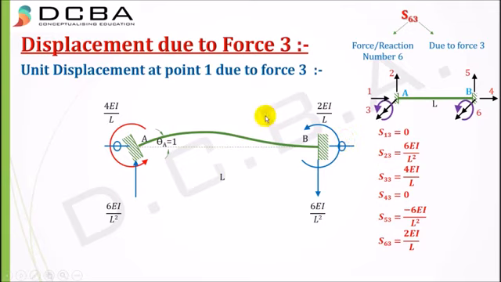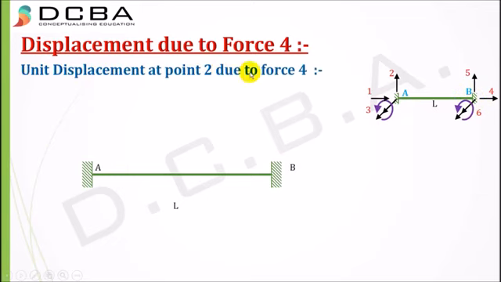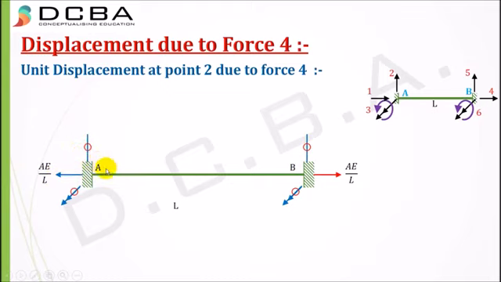And now we'll check displacement due to force 4. As you can see, force 4 is acting at point 2, hence it is unit displacement at point 2 due to force 4. Now as you can see, the force 4 is an actual force and it is going in the right direction, hence this force 4 will act here and it is going to elongate my beam. This is the unit displacement that this force has caused, and the magnitude of this force causing unit displacement is again AE/L. All other reactions are 0 except the actual reaction at point A, that is point 1. It is AE/L in the opposite direction to this force.